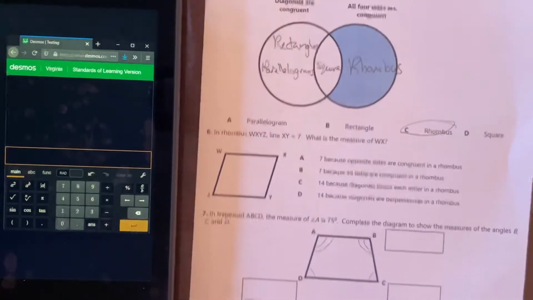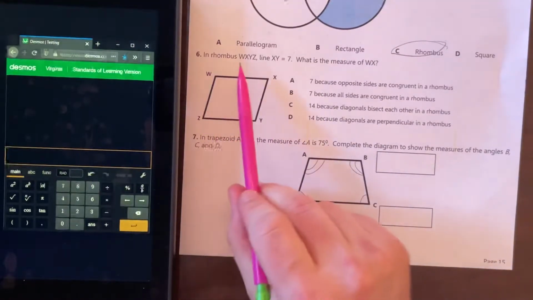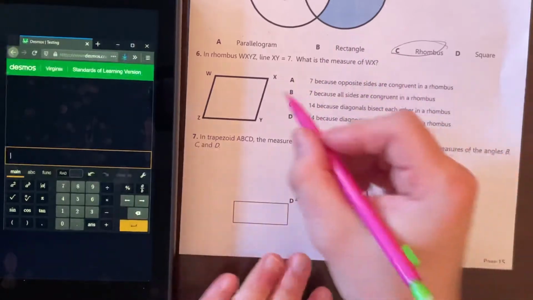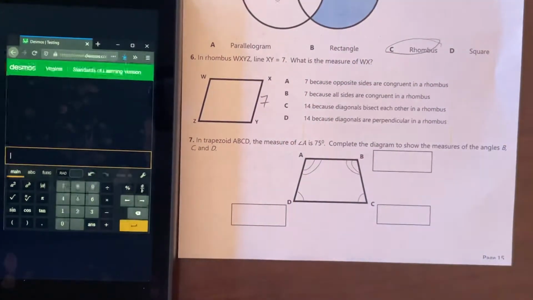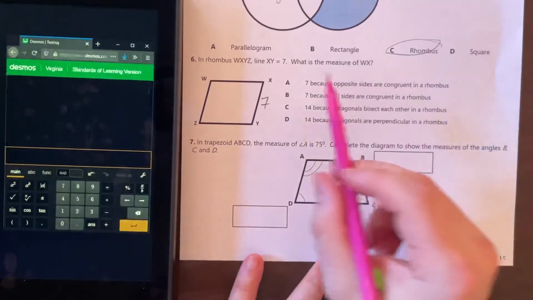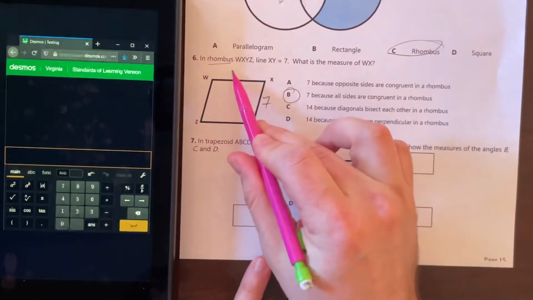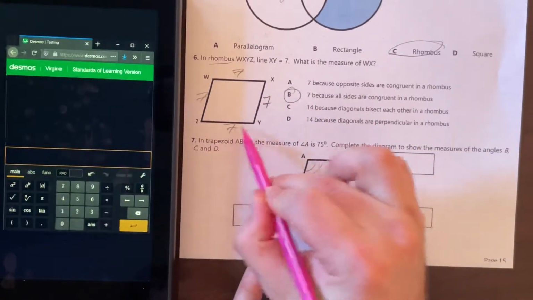And number 6, it says in rhombus WXYZ, line XY is 7. What is the measure of line WX? Well, we would say, all right, since it is a rhombus, we know that it's going to be 7 as well, since all sides are congruent.